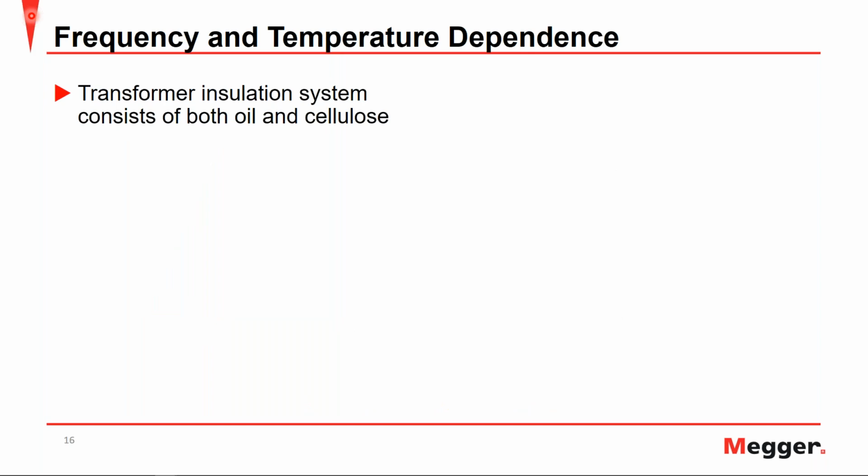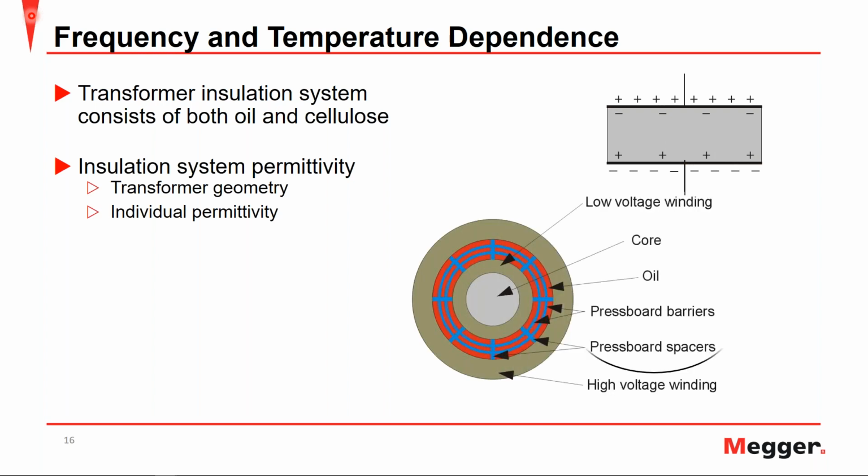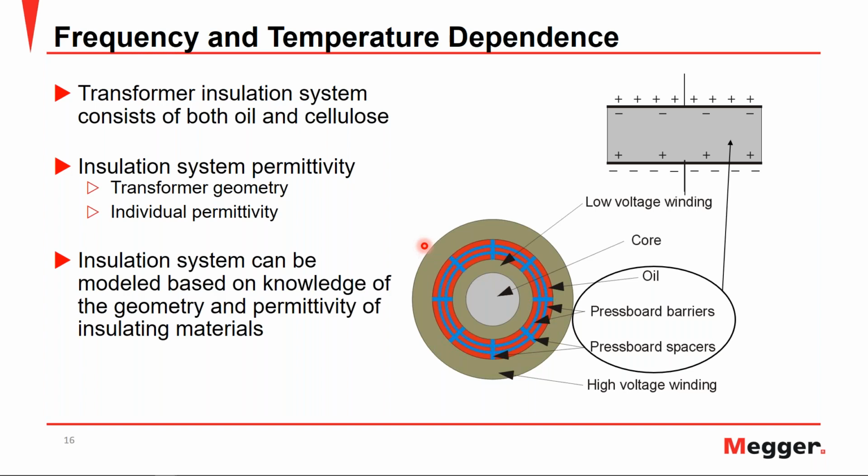When we talk about transformer insulation in particular, we know that it consists of both oil and cellulose. And an insulation system's permittivity is dependent on the transformer's geometry and individual permittivity. Taking a look at this diagram, you can see we have the low voltage windings here and the high voltage winding here, and separating them, you have your oil, press board barriers, and press board spacers. So this again highlights the capacitive nature of the insulation, where you have two potentials separated by your dielectric. And the insulation can be modeled based on the knowledge of the geometry and the permittivity of the individual insulating materials.